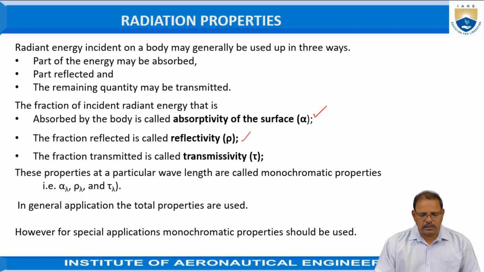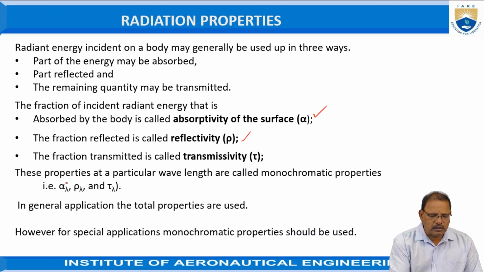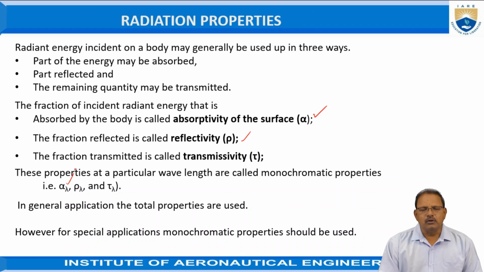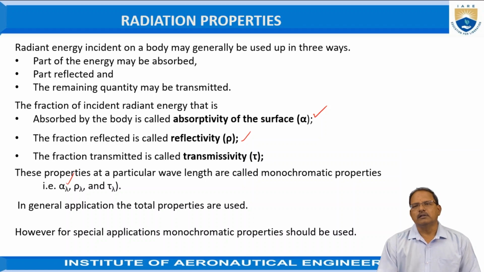These properties at a particular wavelength are called monochromatic properties. That means these are denoted as alpha_λ, rho_λ and tau_λ. That is, the amount of absorptivity, reflectivity or transmissivity at a particular wavelength is given. These are treated as monochromatic properties. Generally, total properties are used in applications. However, for special applications, monochromatic properties are used.